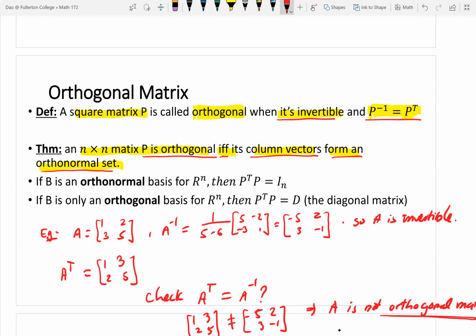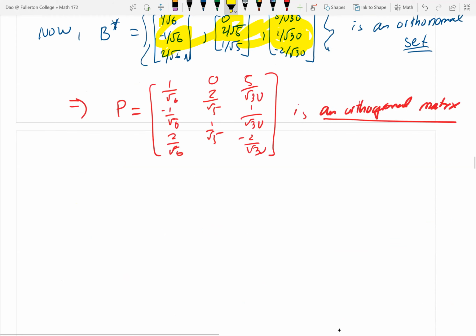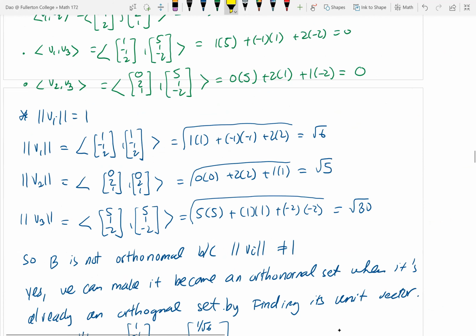If B is an orthonormal basis, then P transpose times P will always give you the identity matrix. But if B is only an orthogonal basis, then P transpose times P will give you a diagonal matrix. That's the difference. All right, so go back to this again.